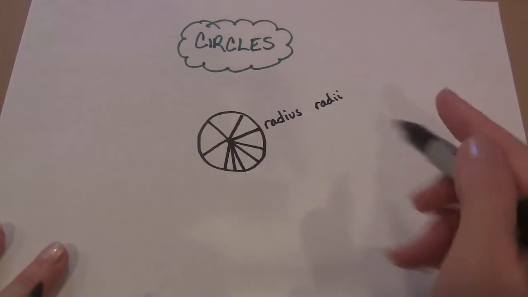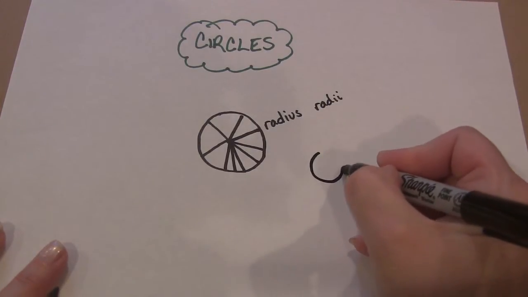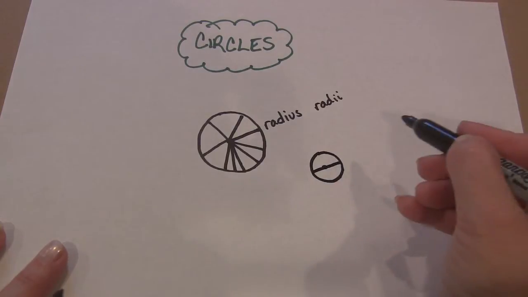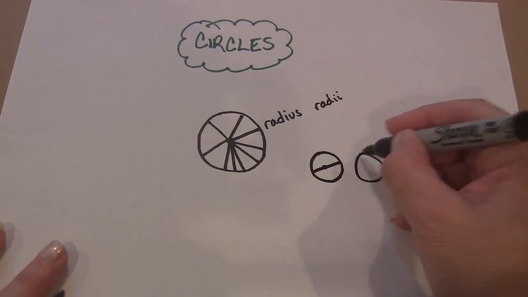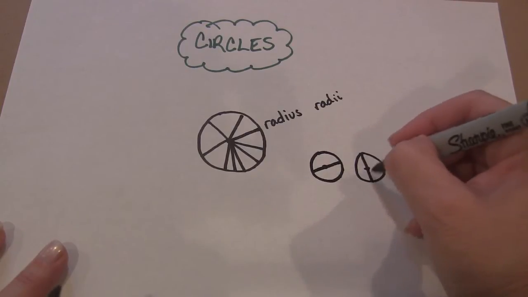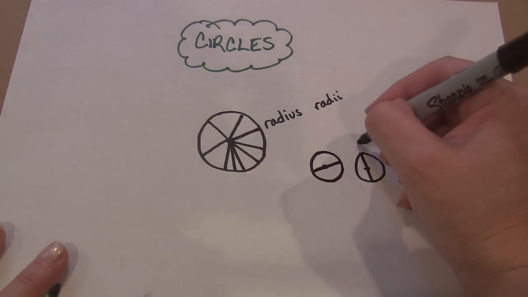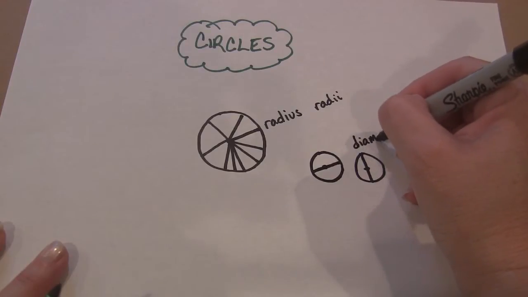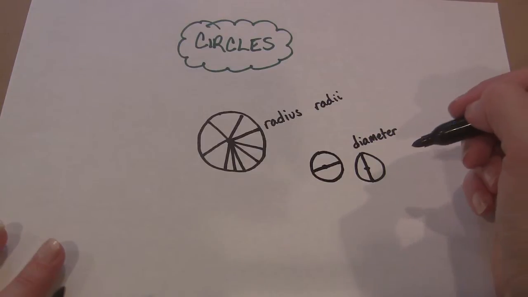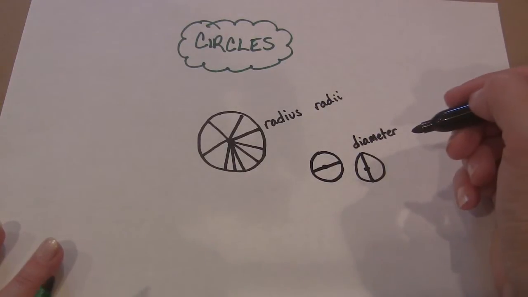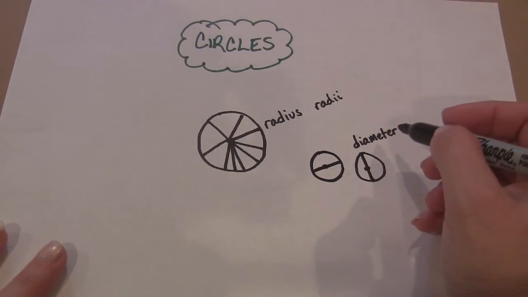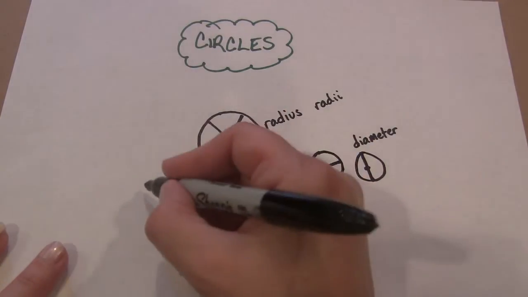Now sometimes you will see a circle drawn with two radii that are directly across from each other, like that. When you have two radii lined up just like that, that is called a diameter. And that is the distance across the circle going through the center. These two things become important in figuring out the circumference.